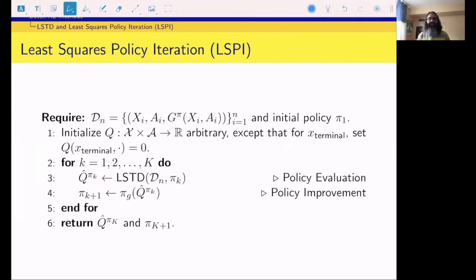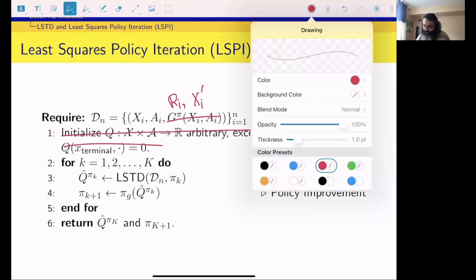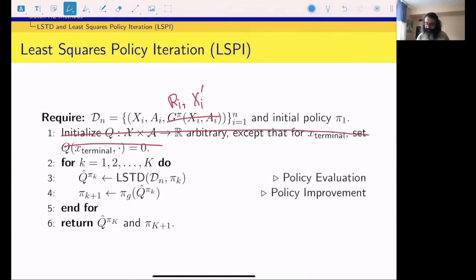So this is a minimal version of how LSPI looks. We get data points. Oops, there is an error here. This should be Ri and Xi prime, reward and next state. I think I copied it from somewhere else. Sorry about this. This goes away too. So that's hopefully the last error.